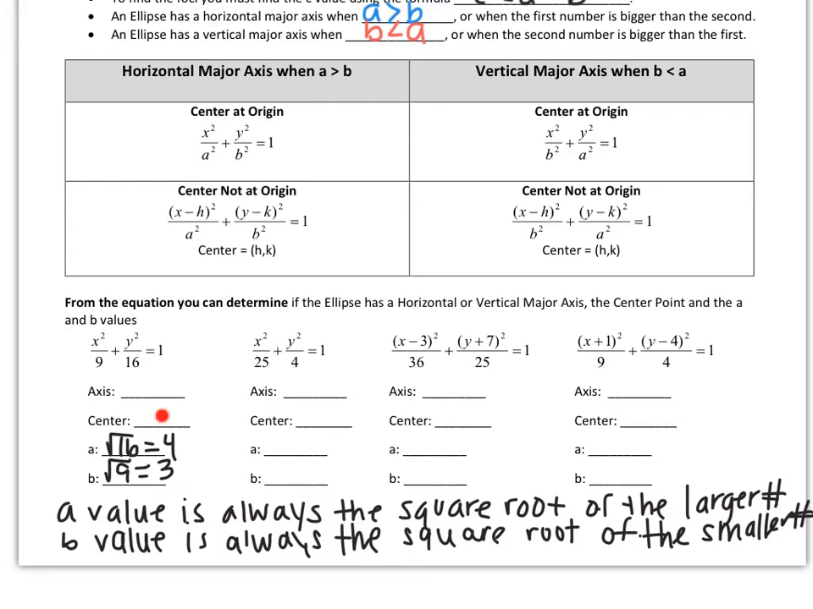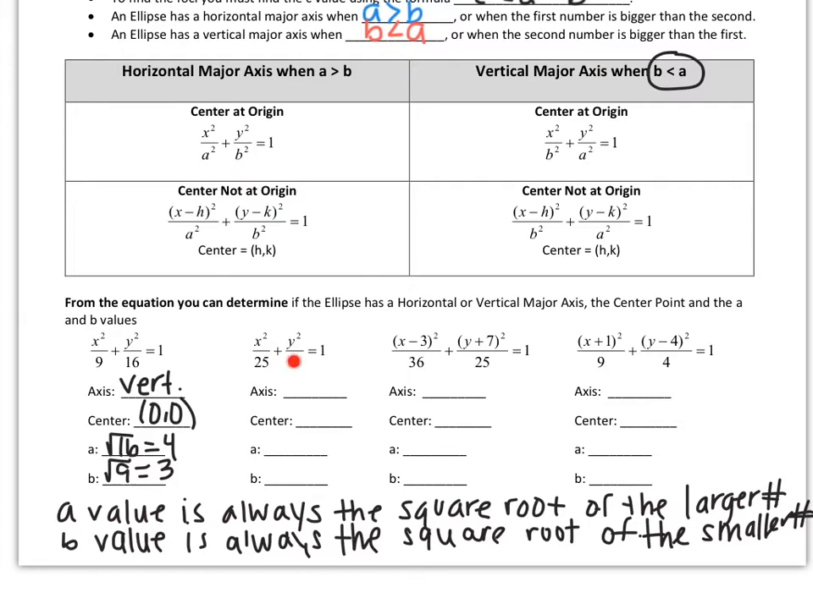Now the center for this one's very easy. The center is actually (0, 0). And the way you can tell is looking at this equation. You see how, when we have a center not at the origin, we have the (x minus h) squared and (y minus k) squared? That kind of looks like a circle, right? So these two equations are ones where the center is not at the origin, and when these two are, it is. So now since the first number is smaller than the second number, we have a vertical major axis. That falls under this category, where the first number is bigger than the second. I'm sorry, the first number is smaller than the second.